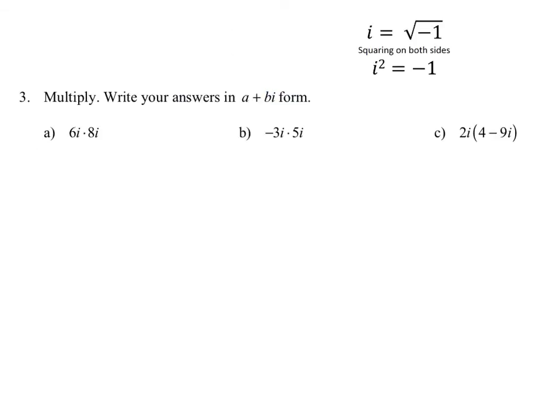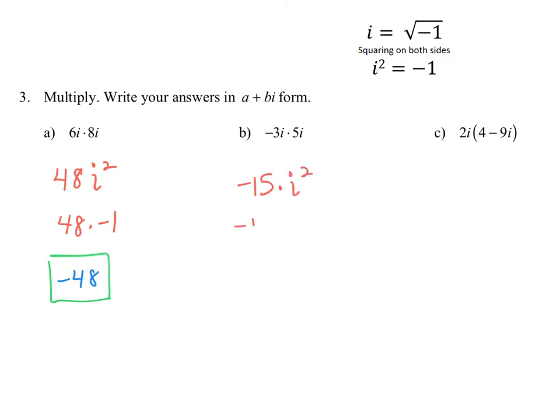For these examples, we're going to multiply and then write our answers in the a plus bi form. Remember that i is equal to the square root of negative 1, and i squared is equal to negative 1. So in example A, 6i times 8i is 6 times 8, which is 48, times i times i, which is i squared. But i squared can be written as 48 times a negative 1, and then we can write our final answer as negative 48. In example B, negative 3i times 5i is negative 3 times 5, which is negative 15, and i times i, which is i squared. And since i squared is negative 1, our final answer is negative 15 times negative 1, which is 15.